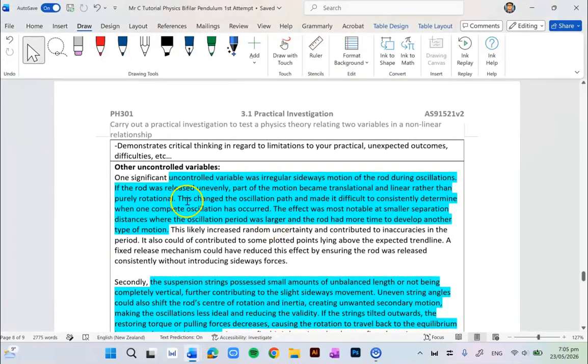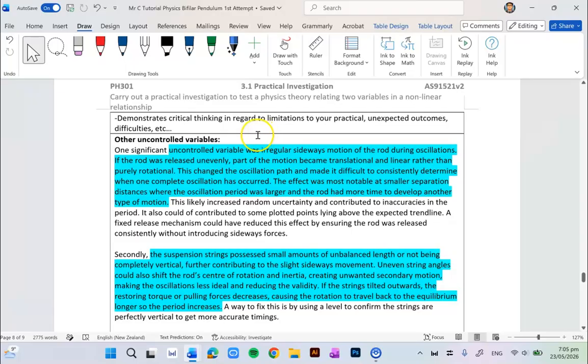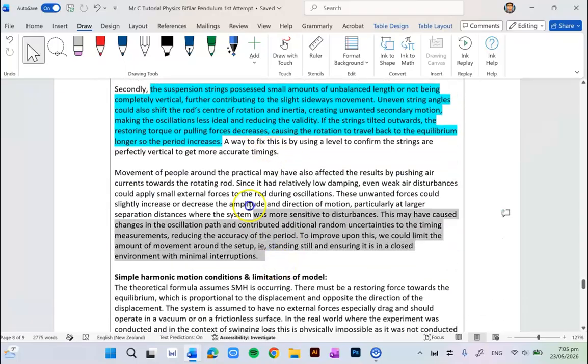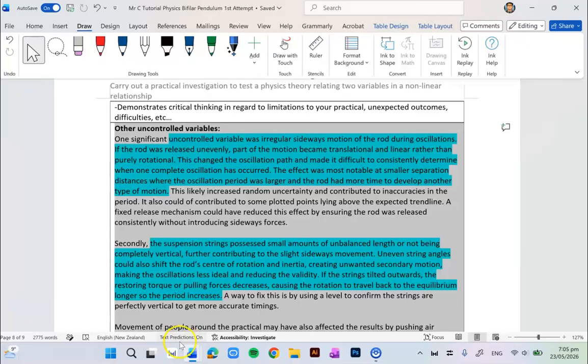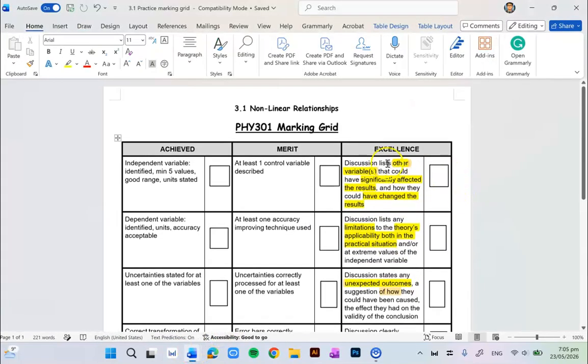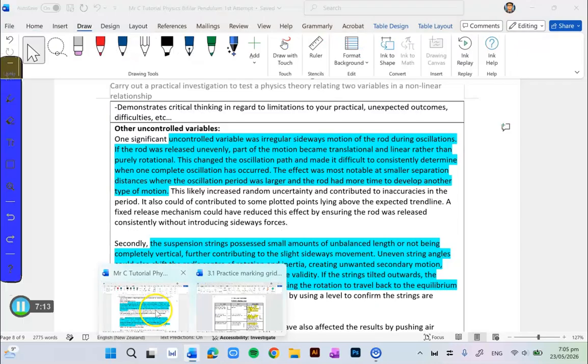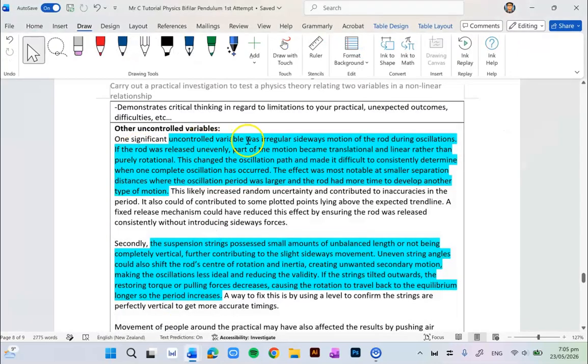Alright, first one. Other uncontrolled variables. This is the first section. So this whole thing here is part of that one section, right? That first section here, the other variables. The first thing I talked about was the irregular sideways motion of the rod during the oscillations. So usually these other variables are things you notice when you're doing your practical that could affect the accuracy of your results and data. And you obviously need to back it up and explain it in a physical sense, right?